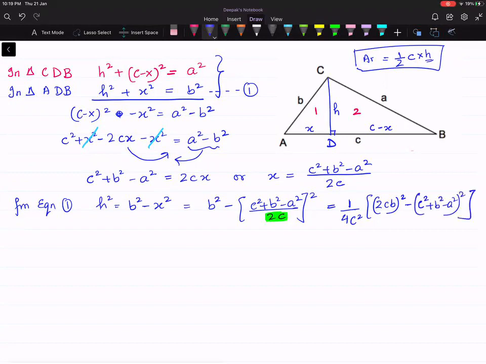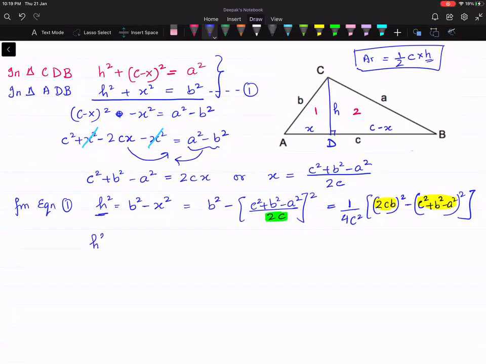Right, so here I'm applying the identity of a square minus b square. Okay, so nothing much is left here now, only algebra is left. In that algebra I am just trying to find the value of h in a more simplified way, you know. So our final answer should become a little more elegant.